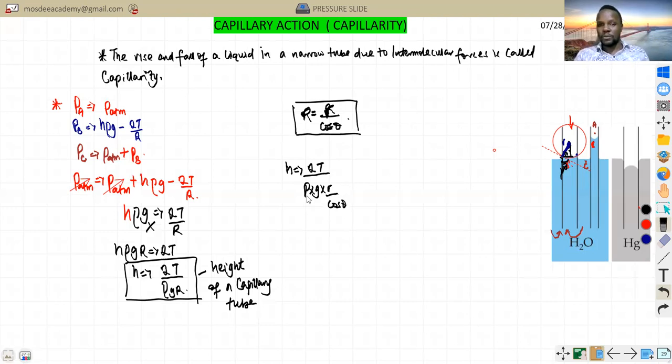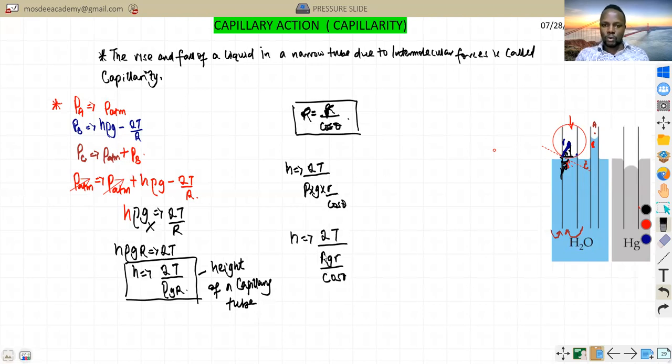Now cos theta will come up. Let's cross multiply. Now you can say h, which is the height of the capillary, is now equal to, let's reduce this first, 2 times surface tension, divided by small r, g, also divided by cos theta. I hope students can see this.